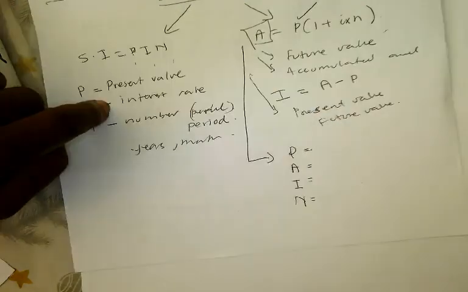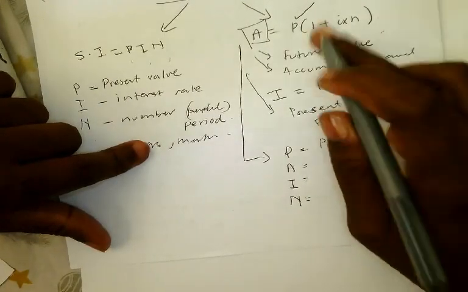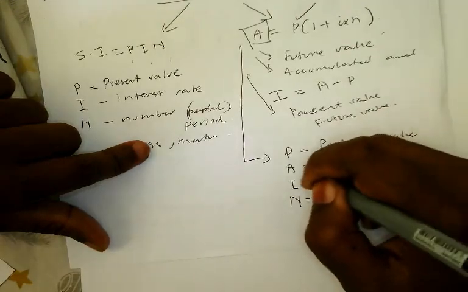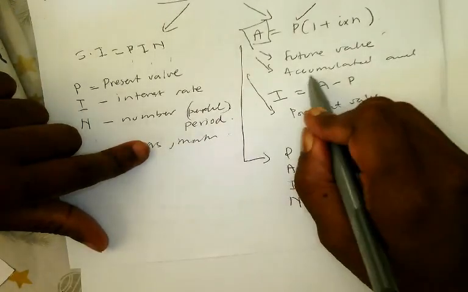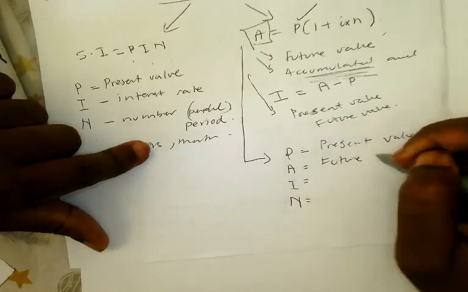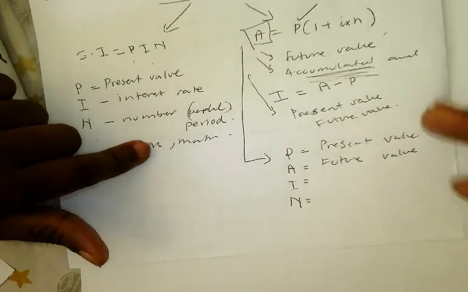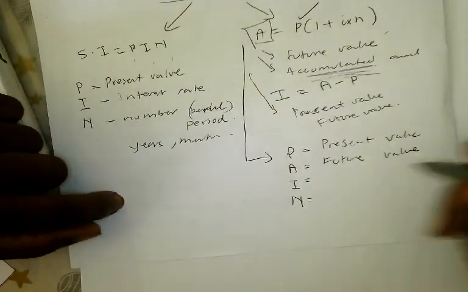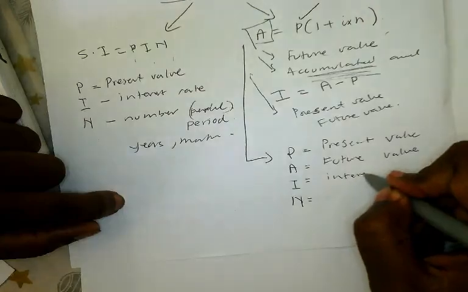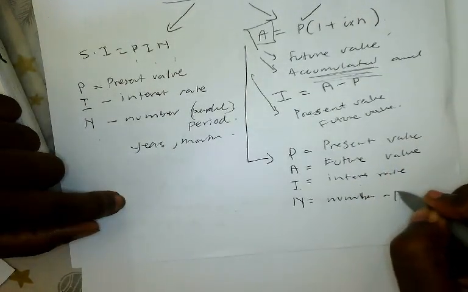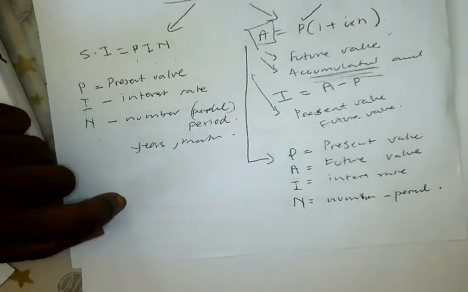A stands for the accumulated amount. It is the money that you're going to get at the end of the investment, or the money that you owe at the end of the period. So the future value. Here is your interest rate. Here is your number period. All right, let's do a question so that you can understand.